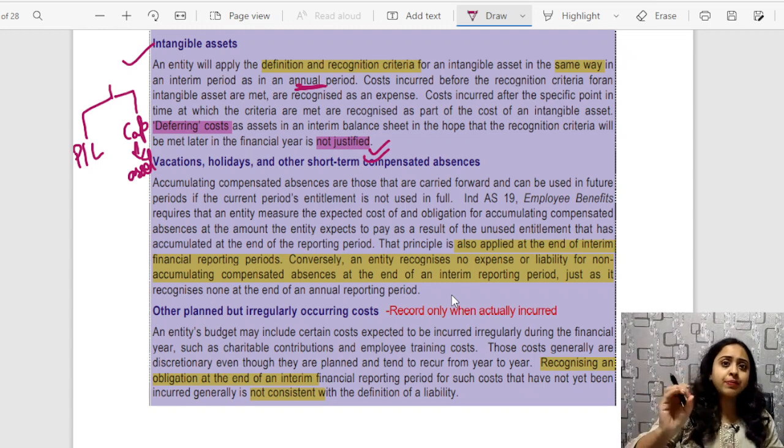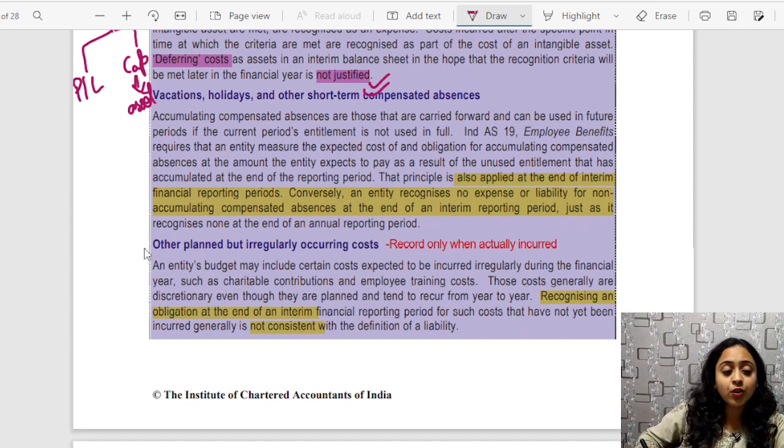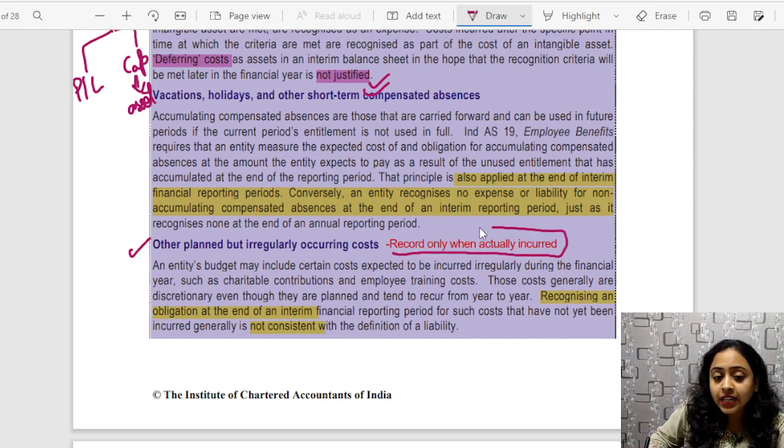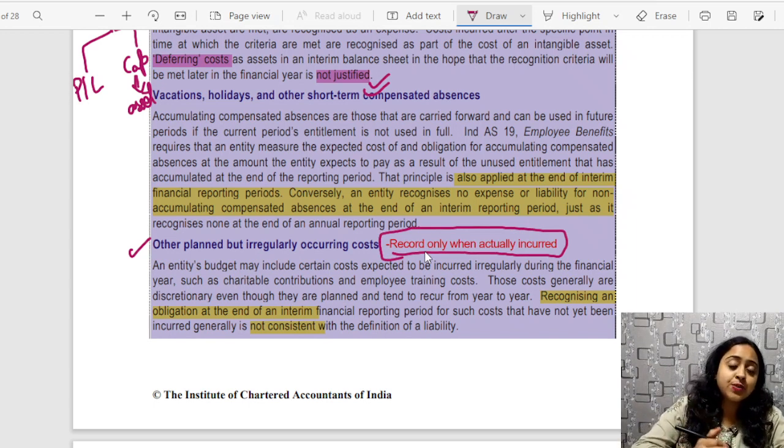Okay, if something should not be recognized as per the annual financial statements, such a particular transaction will also not be recognized as per the interim financial statements. Okay, other planned but irregular costs: record only and only when actually incurred. I've told you this concept. You have to record it in the books of account when and only when it actually incurs.